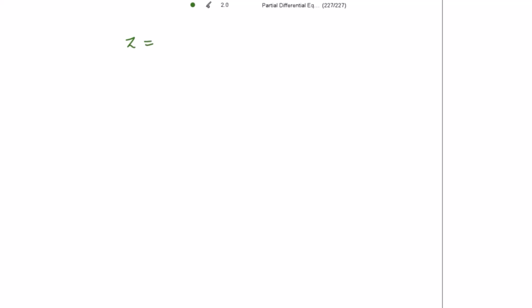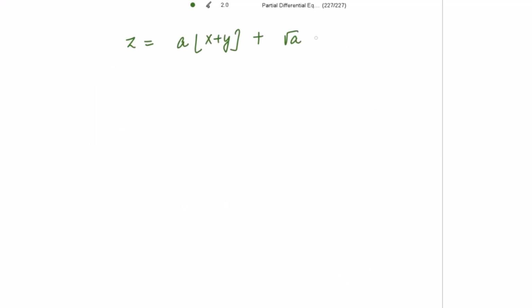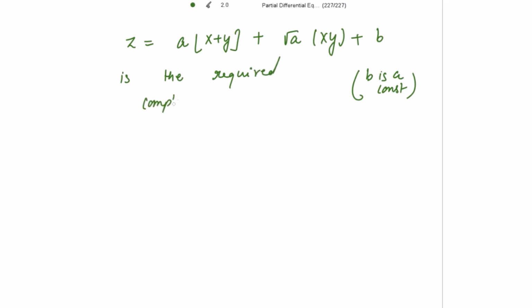And now putting the values of u and v back into this equation. So z is equal to a into u. What is u? It is x plus y, plus square root a into v. So square root a, what is v? It is product of x and y plus the constant b. B is a constant. So this is the required complete integral for the given equation.